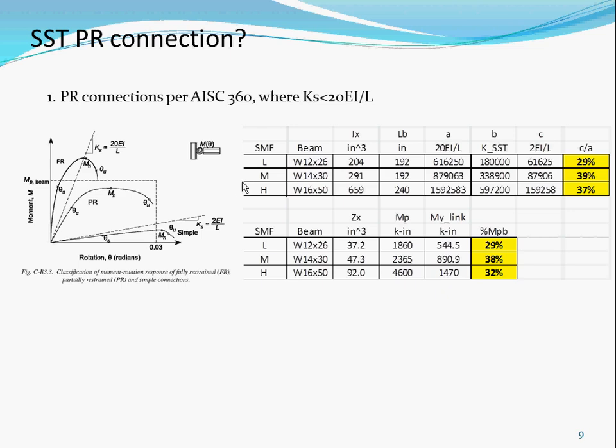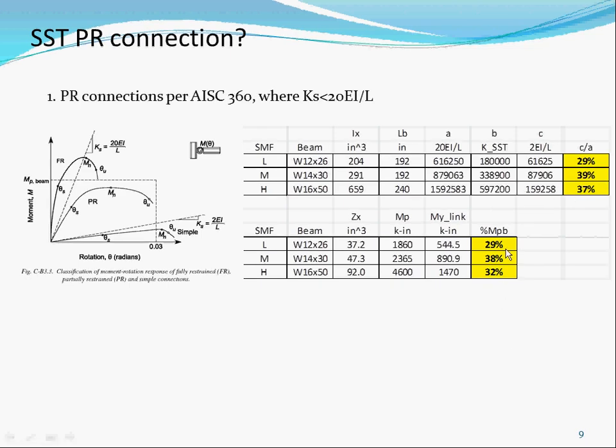If you look at this one, remember we tested three types: the light, the medium, the heavy. The light is very thin, so that's why it's a lot more flexible. When you go to the heavy and the medium, we're about 30 to 40%. Even compare the moment. This is the MP of the beam, Z times Fy. This is MY of the link, yielding of the link only. So if you take this one divided by that one, you get about 32% or 38%, within the same ballpark as looking at stiffness, looking at moment.